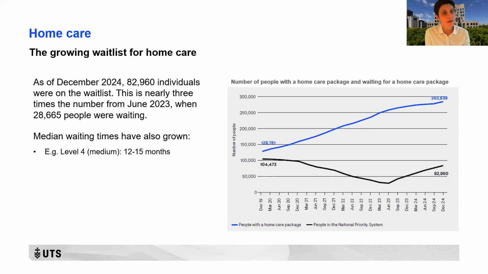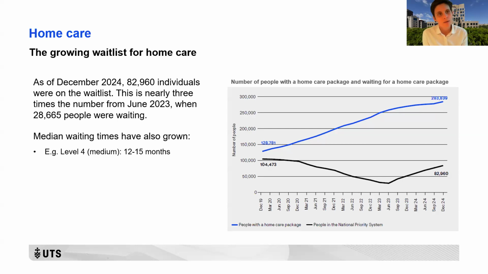So this graph shows that in the last 5 years, there's been a substantial expansion of the home care package program, which is now servicing almost 300,000 individuals. However, there's also been, in recent times, a progressive increase in the number of people on the wait list. So the latest results from December 2024 indicate that there are roughly 83,000 people on the national priority system. And this number is almost triple the number in mid-2023, that is, down in June.